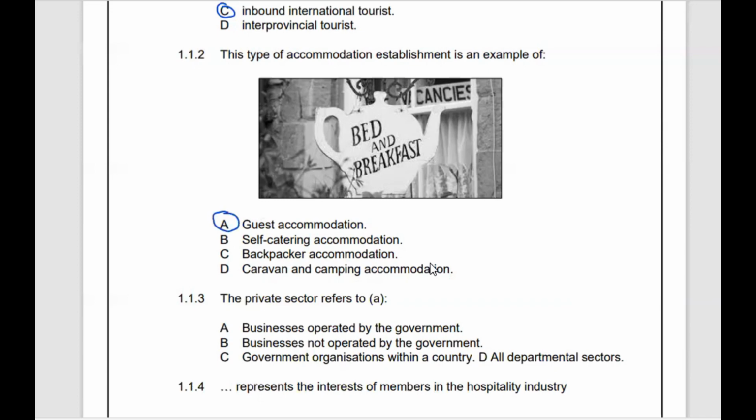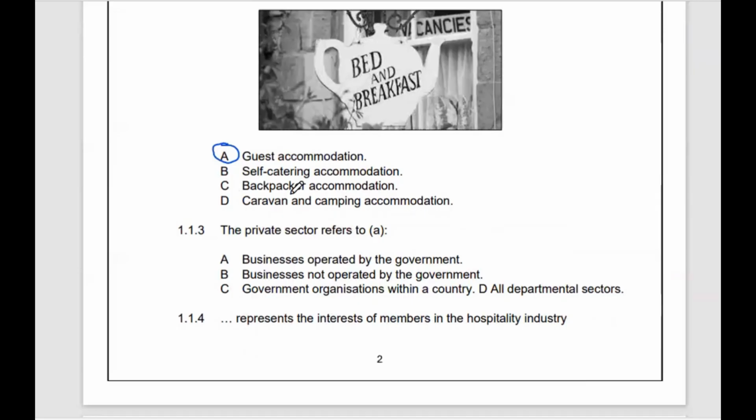So I'll need to explain why we are eliminating the rest. We are eliminating B simply because B says self-catering accommodation. In this scenario, B won't be suitable simply because the guest is going to be provided with a bed, and in addition to that, in the morning, they'll be provided with breakfast. So self-catering would be out. Then backpacker accommodation. Backpackers are tourists who are usually associated with hostels, so backpacker accommodation won't be appropriate. Then caravan and camping accommodation would also not be appropriate. So the best answer in this scenario is guest accommodation.